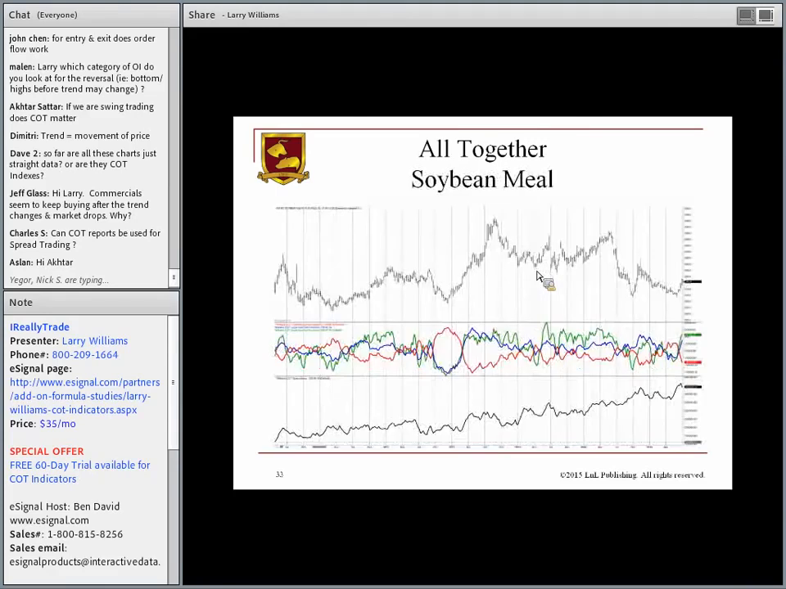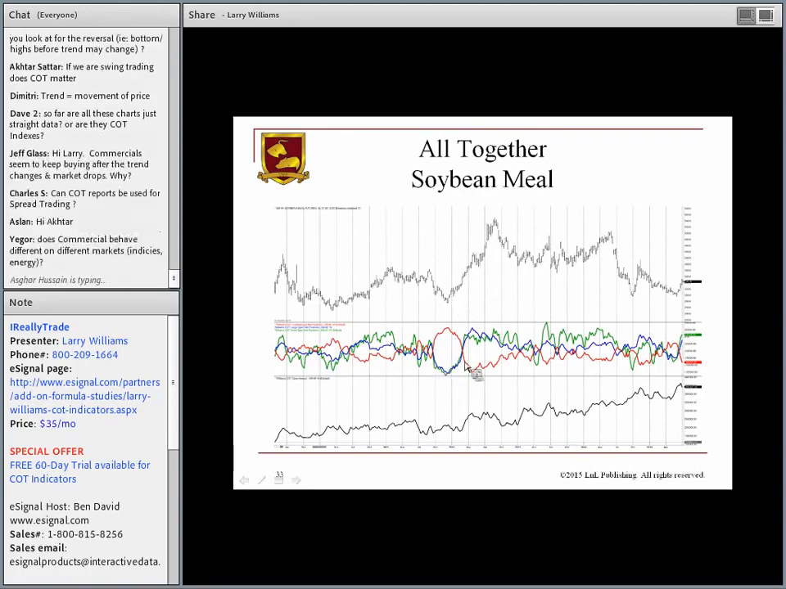Okay, so let's look at these all together. Here's soybean meal. We'd looked at this earlier. Look at this. Wow, the commercials are heavy buyers. The blue line, the trend follower guys, and the green line, the small speculators, they didn't want to touch this market. Have we seen that condition other times? When we see the red line really high and the blue line, yeah, look over here. Red line's really high, blue line guys are down here, a buy in the marketplace.